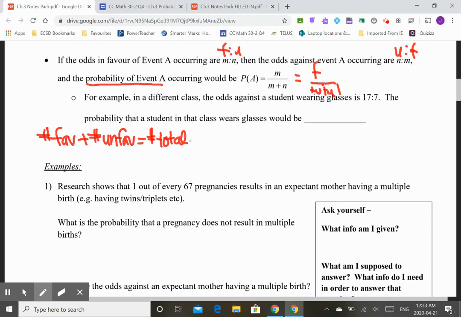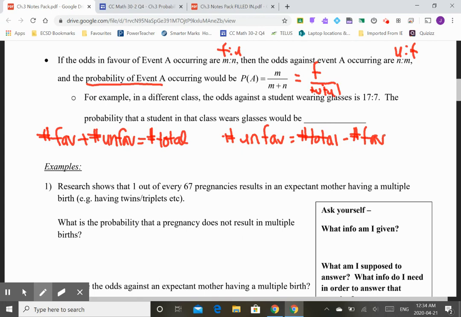Also, we should note, and we actually talked about this above when we talked about the people wearing glasses versus the people not wearing glasses. If we want to convert from probability to odds, we have to know this. The number of unfavorable is equal to the number of total outcomes minus the number of favorable outcomes. So that's really going to help us when we convert from probability to odds, which is another one of the tasks that you're going to have to do in this section.